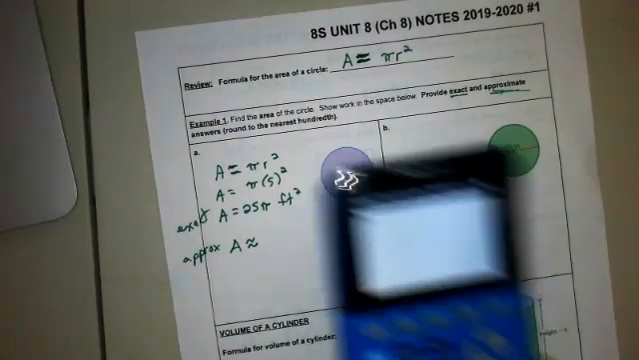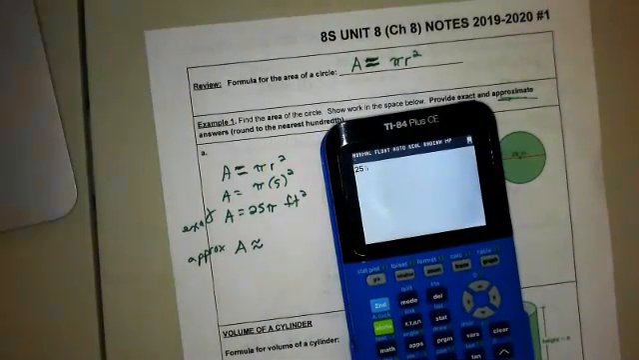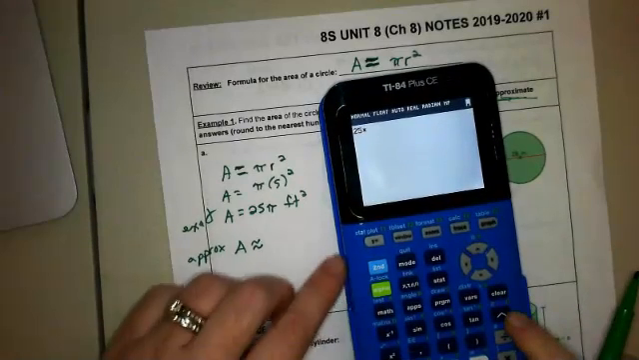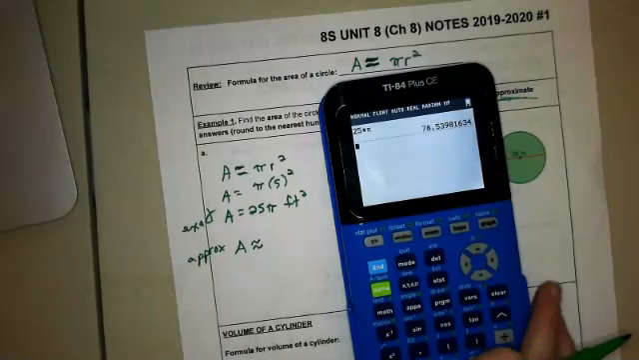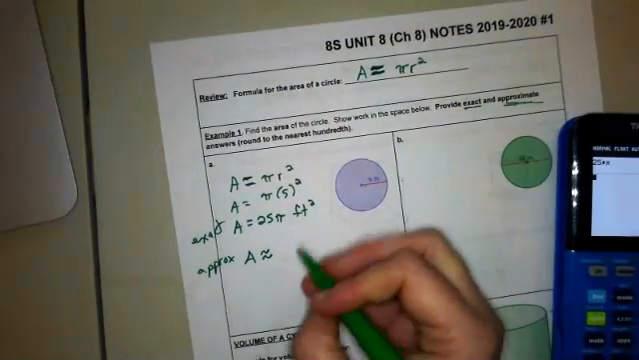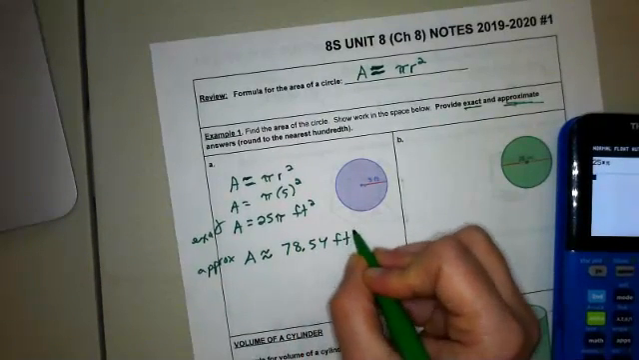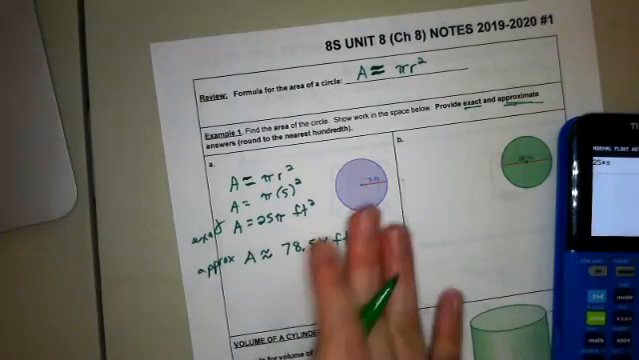You're just going to type in 20. Let's see if we can get the glare off of there. There we go. 25 times. The pi button is right here. Okay, it's right above this little caret. You can see you're going to get second pi. And you get 78 point, they said the hundredths place, so 78.54 feet squared. Okay, so that's the area of just a circle.